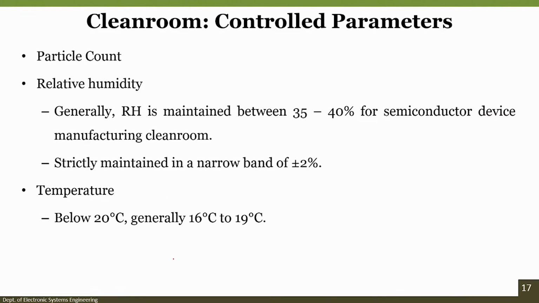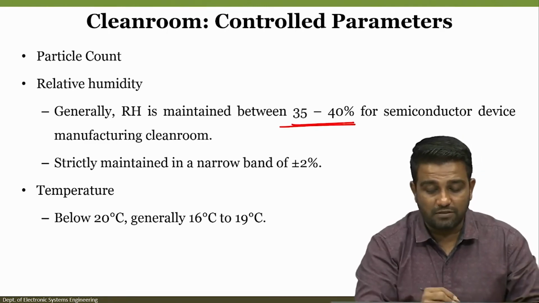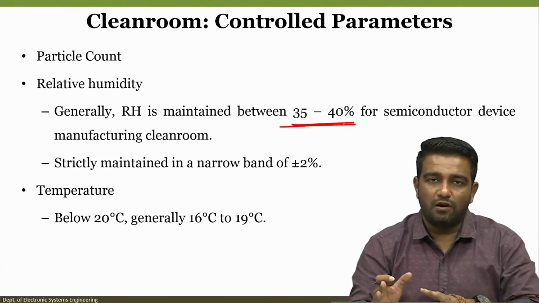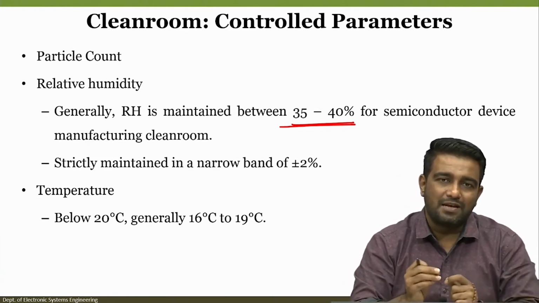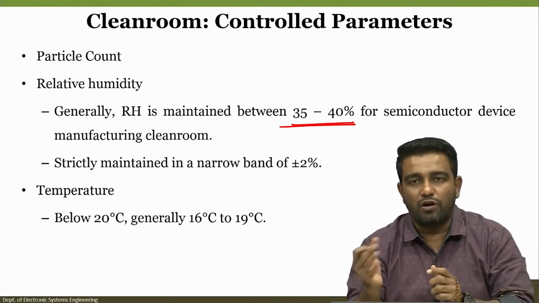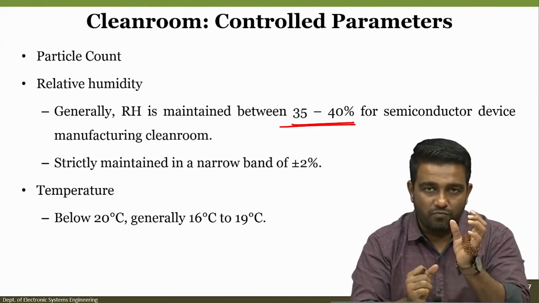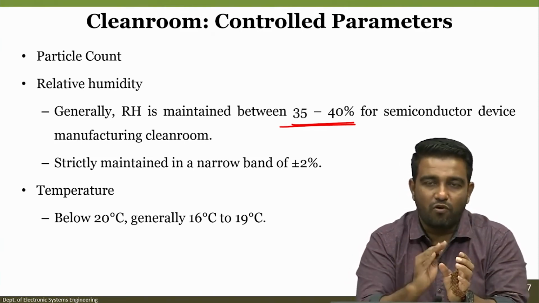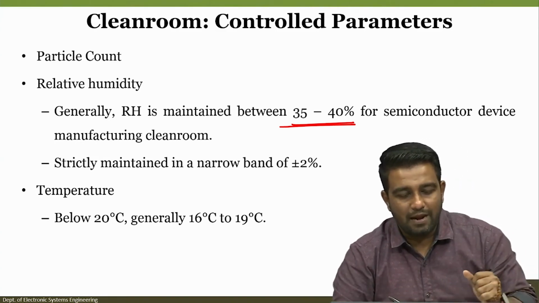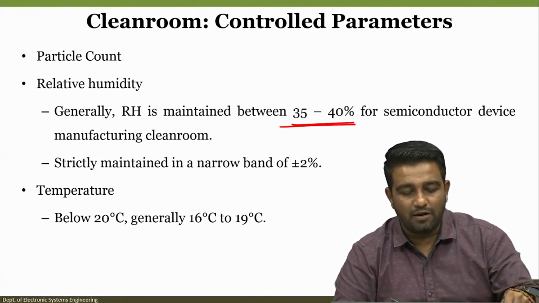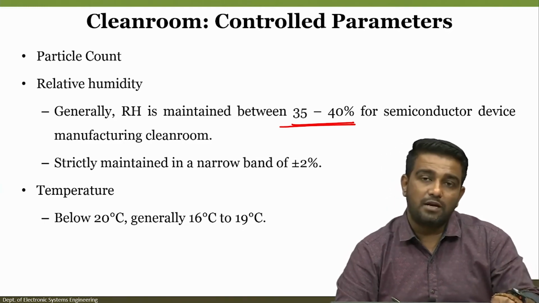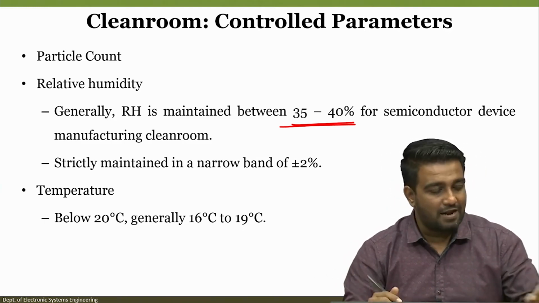And the next slide, when you see the clean room parameters, you will see that the particle count is one of the very important parameters, along with the relative humidity, which generally lies between 30 to 40%. We also have a narrow band of plus minus 2%, that means it can go to 33%, it can go to 42% or 38% or somewhere in that range. So plus minus 2% is allowed. So the point is 35 plus minus 2, 40 plus minus 2, and the important factor is that you have to strictly maintain the temperature also. Generally it is below 20 degrees centigrade, in between 16 and 19 degrees centigrade.